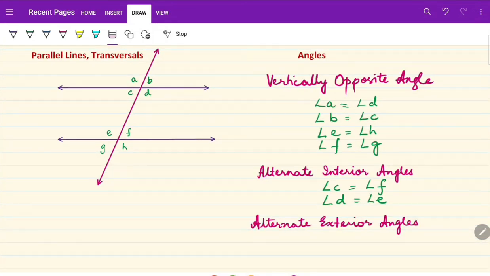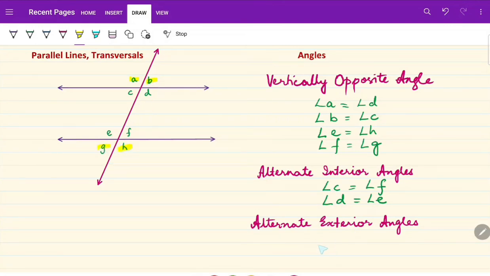Now let's look at another set of angles called the alternate exterior angles. And as the name suggests, the exterior angles will be outside of the parallel lines. So in this figure, angles A, B, G and H are outside of the parallel lines, and they would be regarded as the exterior angles. All right, so I'm going to highlight these. A, B, G, H are the exterior angles.